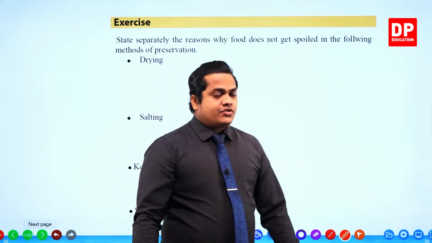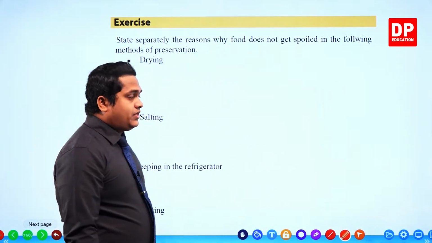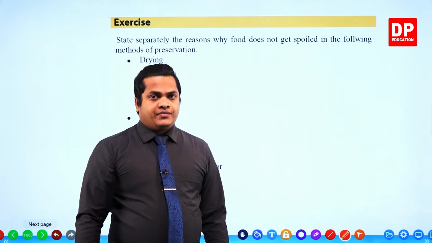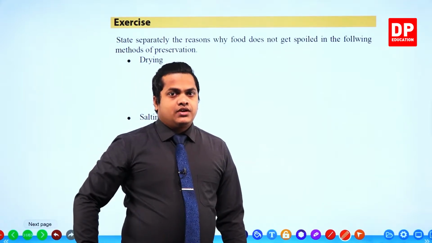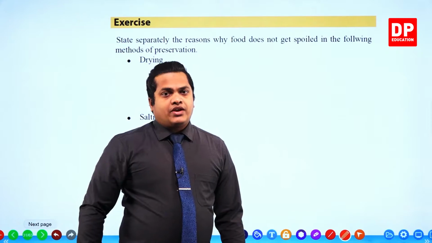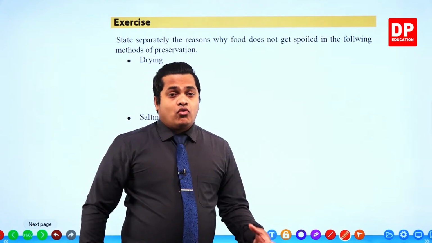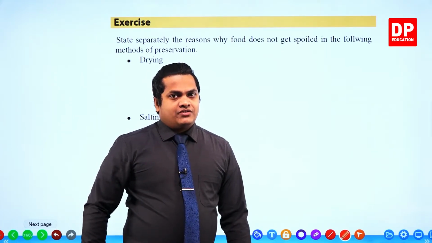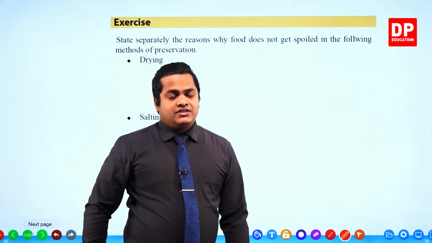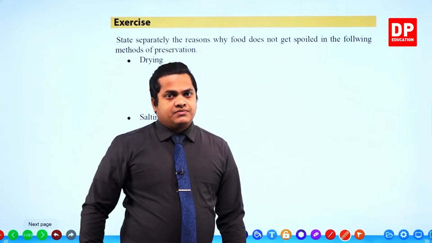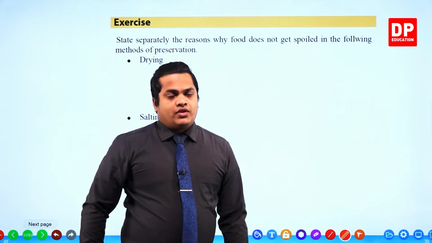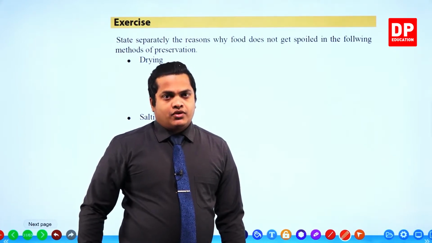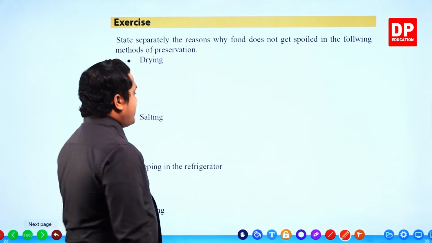Okay. So upon drying, my dear children, you know that we remove the content of water. We remove the volume of water. So upon removing the water, the growth of microorganisms is going to reduce, as water is important for the growth of microorganisms. So when drying, we remove water and we control the water factor, which is important for the growth of microorganisms. So you can write the answer.